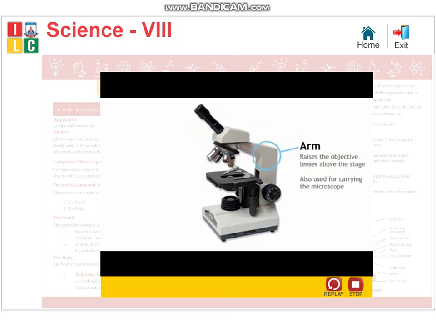The arm. The arm is like the backbone to the microscope. It raises the objective lenses above the stage, and is also the place where we use to carry the microscope from one place to another.